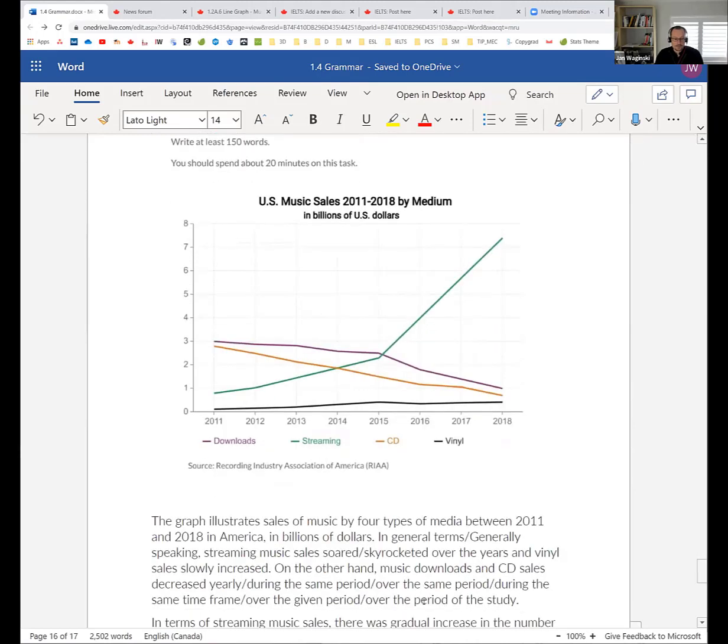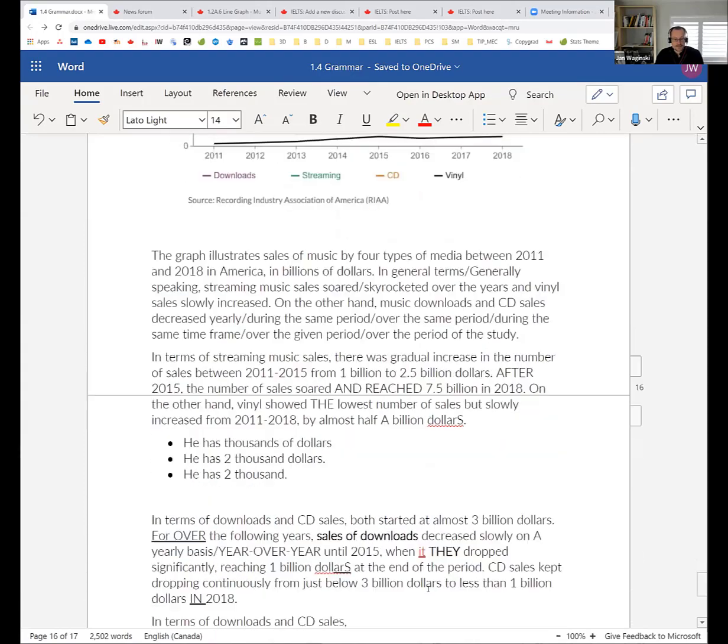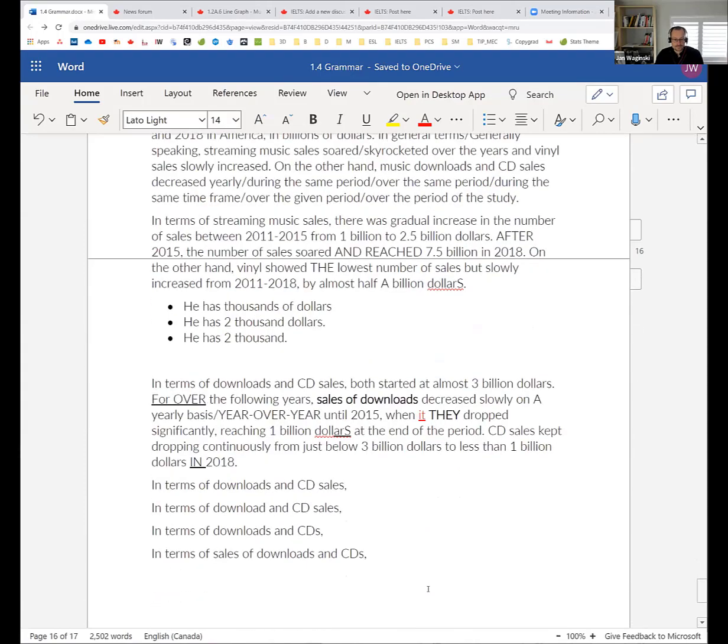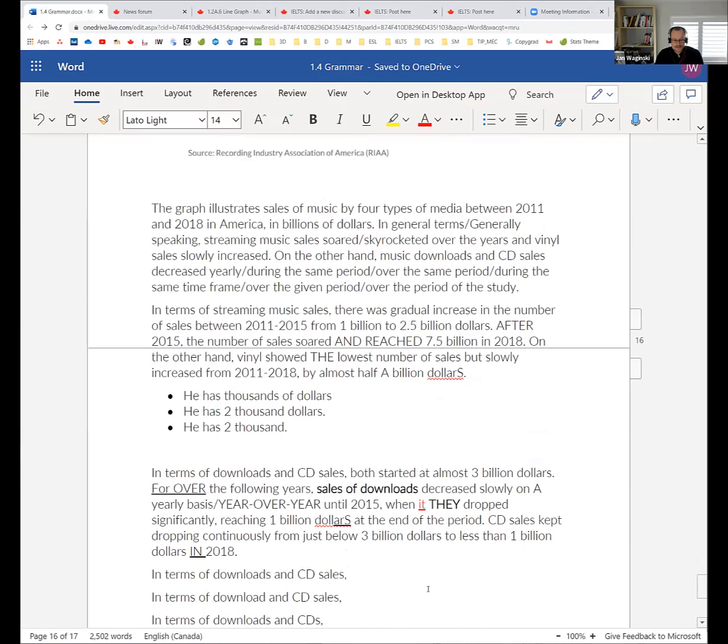So what would be a waste of your time would be just to copy this. I suggest that you read it over several times. Read it out loud to yourself. Just feel confident that you can duplicate this or duplicate something very close to this. Put it away, don't look at it at all, and then do your writing in the forum.